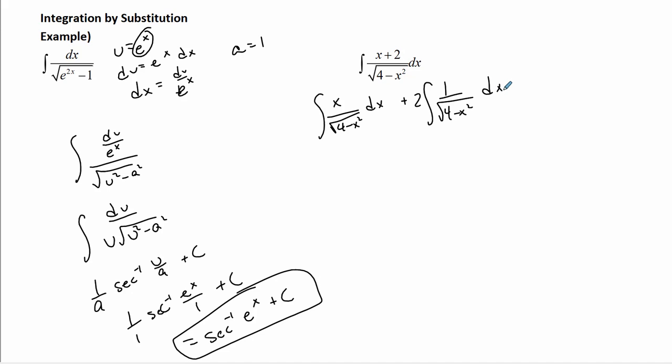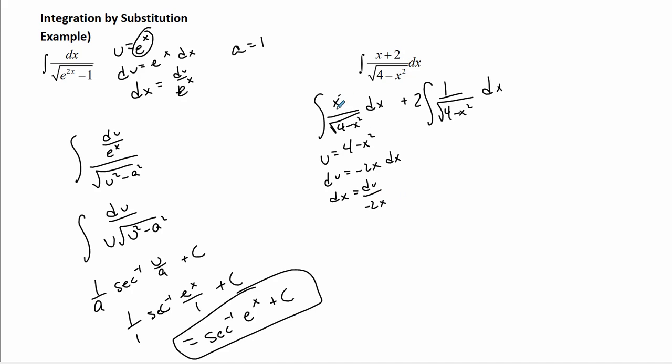Okay, so I'm going to make that change. It's the same thing, I just split the integral up. In this case, I'm going to make u equal to 4 minus x squared, du is equal to negative 2x dx, and dx is equal to du over negative 2x.